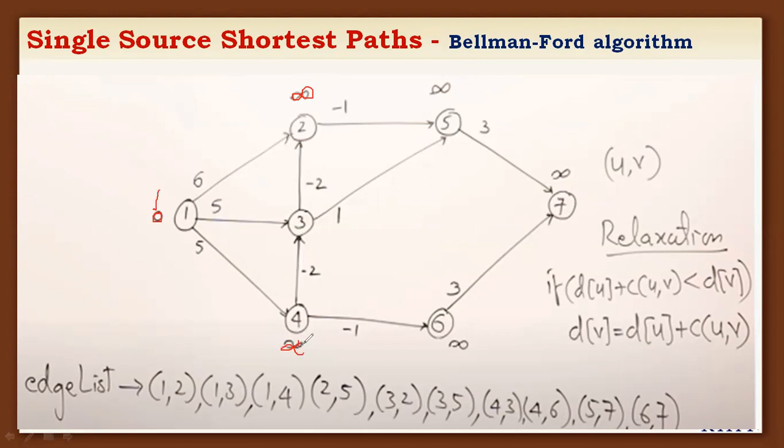This is infinity, and this is also considered as infinity. The vertex 7 cost is infinity. Vertex 8 cost is infinity. Assign the first vertex cost as 0, and the remaining vertices cost you can assign as infinity. This is the first step. You understood that.